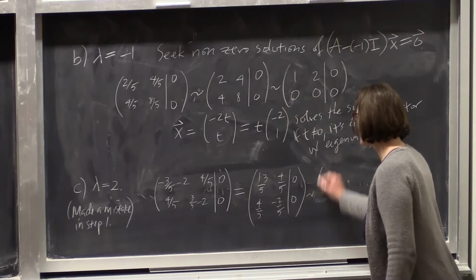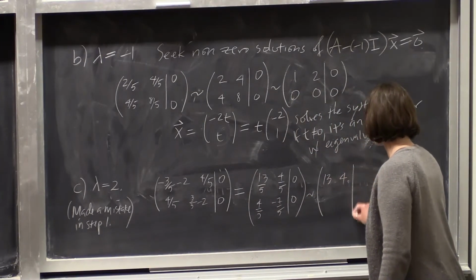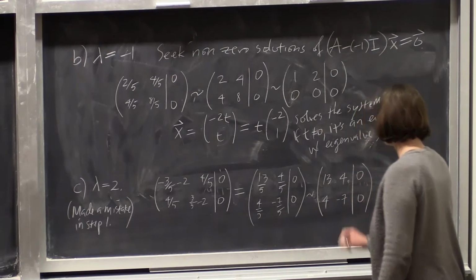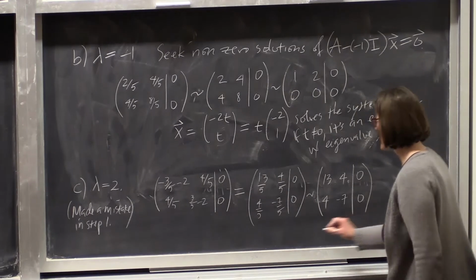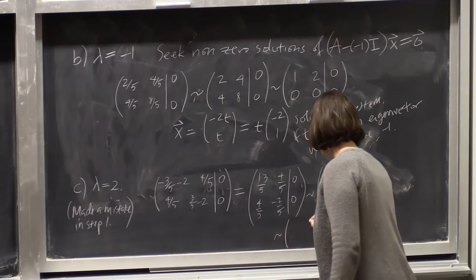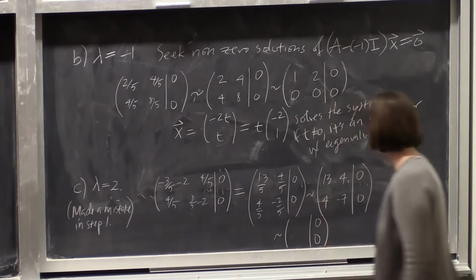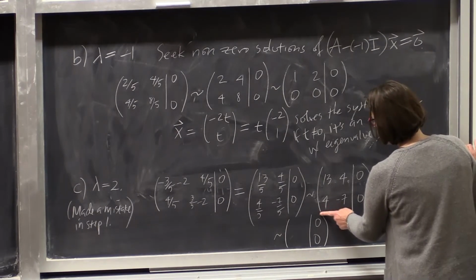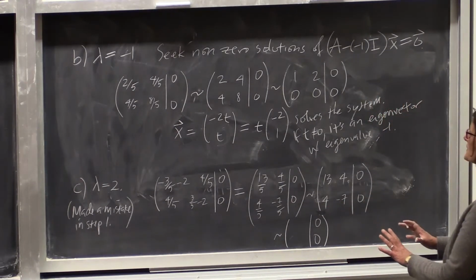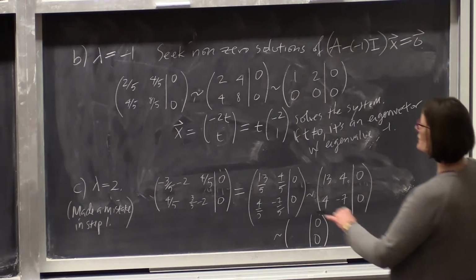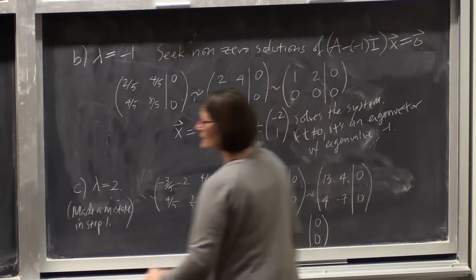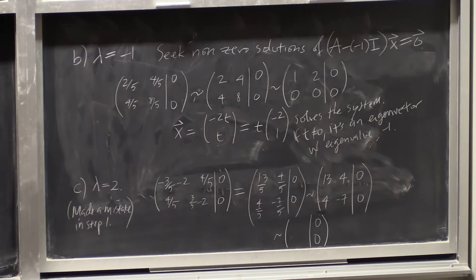So that's row equivalent to 13, 4, 0, 4 minus 7, 0. And this is going to have what as its reduced row echelon form? Okay, this is a 2 by 2 one. Here you saw that row 2 was a multiple of row 1. Here you saw that row 2 was a multiple of row 1.